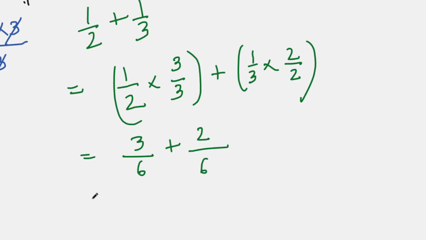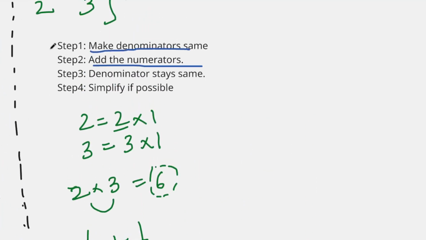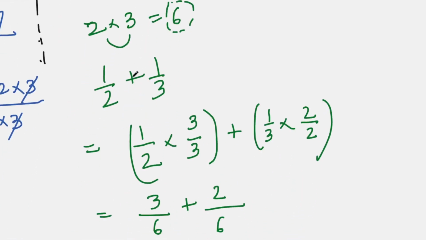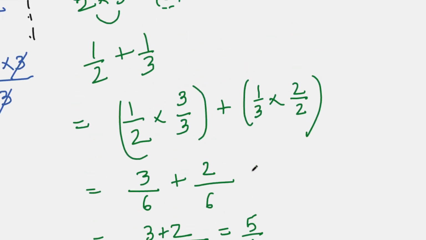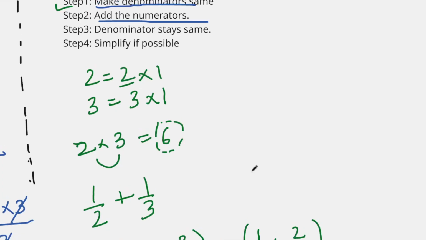Now see what we are doing. We are adding the like fractions. So step 1 is done: make denominator same. After that, the same steps will be followed. Add the numerators and the denominator remains the same. So we get 5 by 6. So this is how we add unlike fractions. First we convert them into like fractions. Then we add the numerators. The denominator remains the same and it becomes super easy.